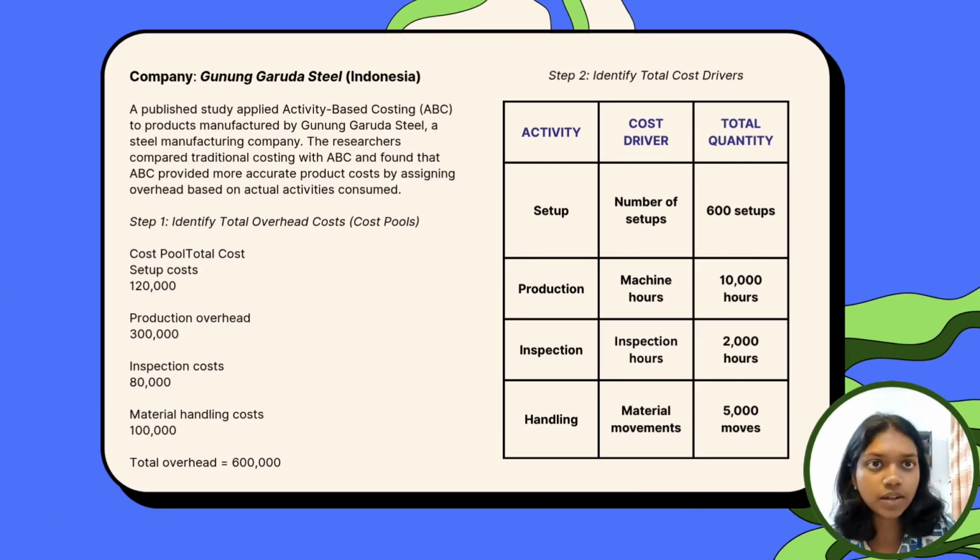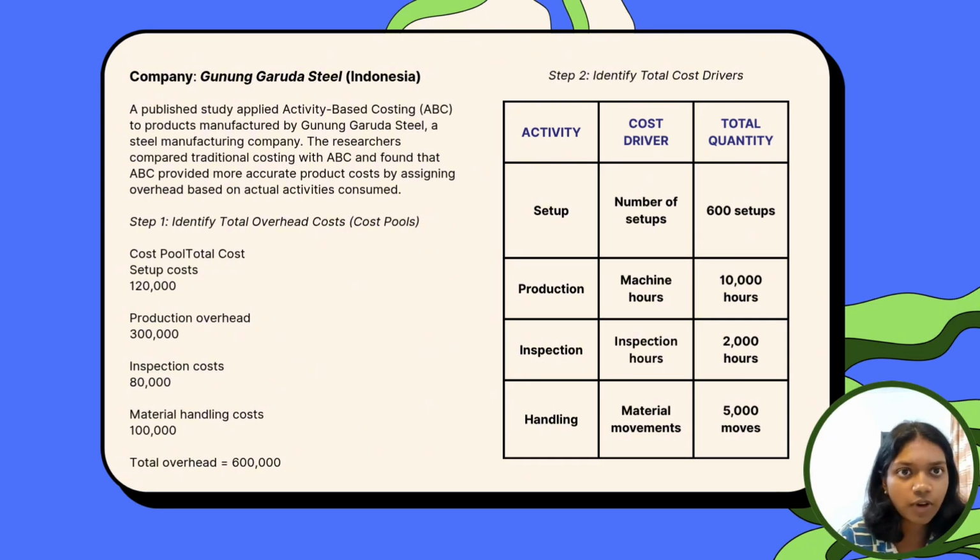Okay, so here we have an example from the company Gunung Garuda Steel. It is a published study that applied ABC to products manufactured by Gunung Garuda Steel, a steel manufacturing company. The researchers compared traditional costing with ABC and found that ABC provided more accurate product costs by assigning overhead based on actual activities consumed. So here, as usual, step 1 is to identify total overhead costs.